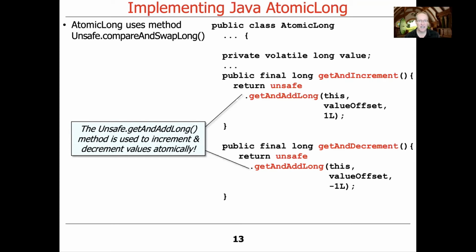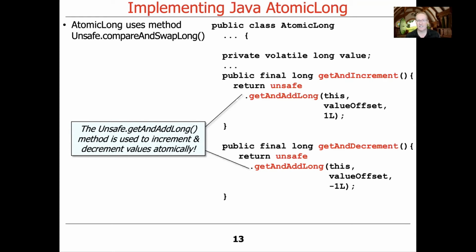And what that's basically saying is add 1 to the current value atomically. Likewise, get and decrement does the same thing. It calls get and add long, passing in this, passing in value offset, but it passes in -1. So what that's saying is subtract 1 from the current value of the AtomicLong atomically. So you can see this is how we're going to increment and decrement atomically.